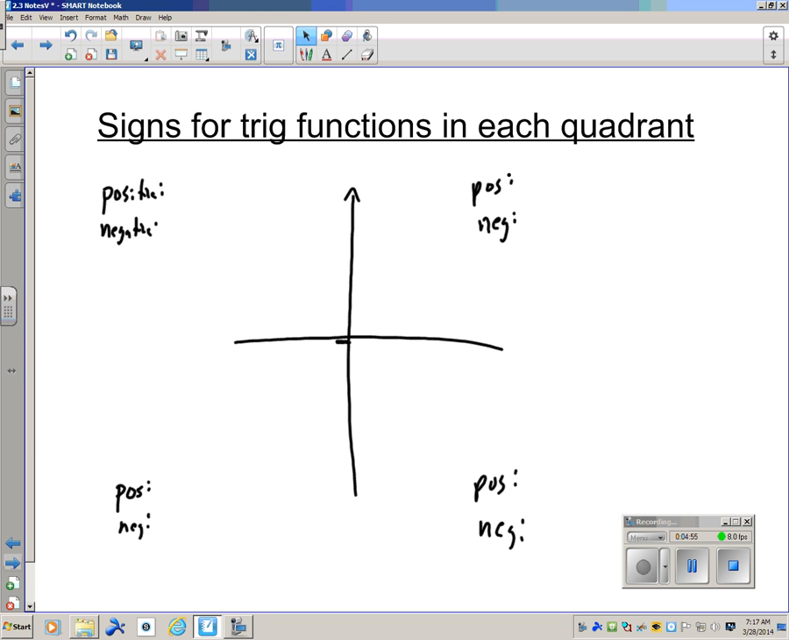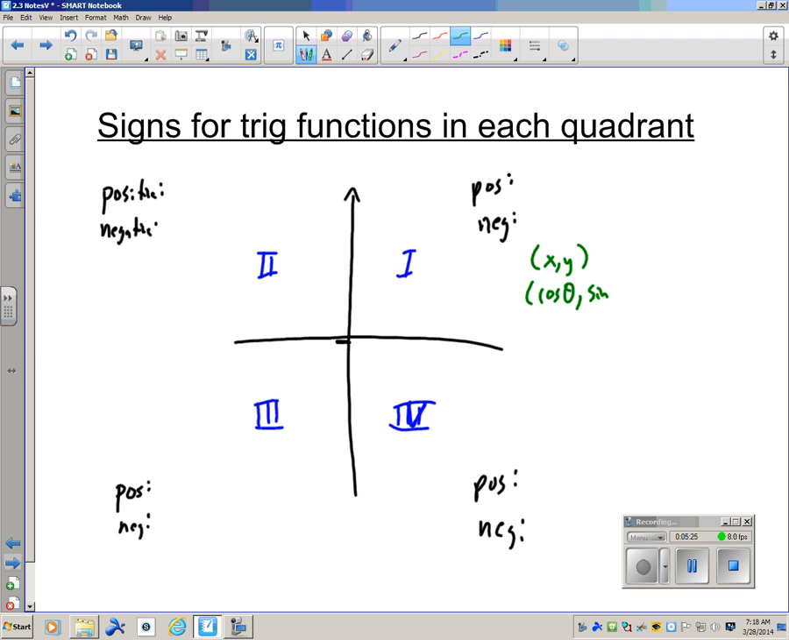All right, next thing we're going to do is go through all the signs here. We've talked about the signs for sine and cosine. So if you remember, this is quadrant 1, this is quadrant 2, this is quadrant 3, this is quadrant 4. Looking at the signs now, your ordered pairs are x comma y, so it goes cosine of theta comma sine theta on your unit circle. So cosine and sine in quadrant 1 are both positive.